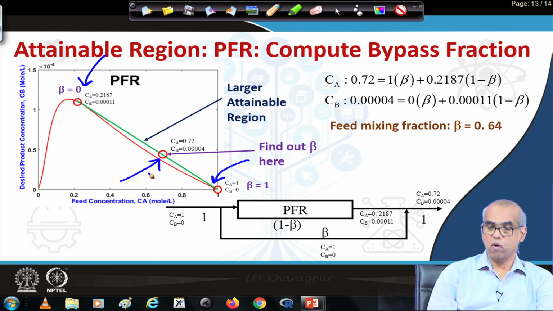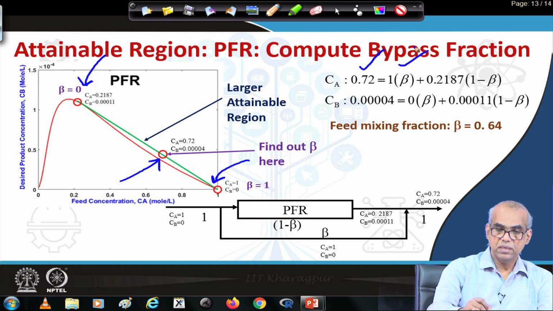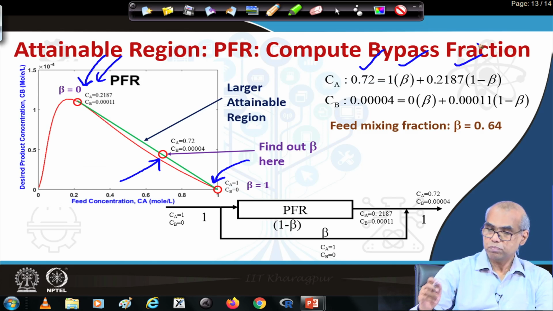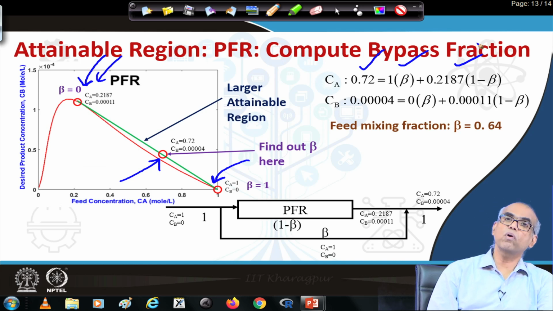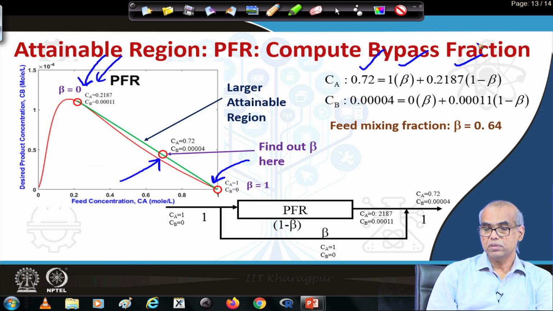So, how do I obtain this point? What is the corresponding mixing fraction beta? So, we can write 0.72 equal to beta into 1 plus 1 minus beta into 0.2187. You can solve this equation and you will obtain beta equal to 0.64. Similar equation you can also write for concentration of B.